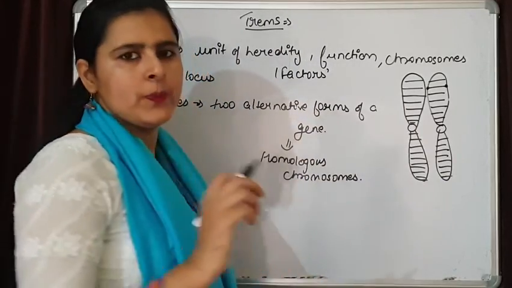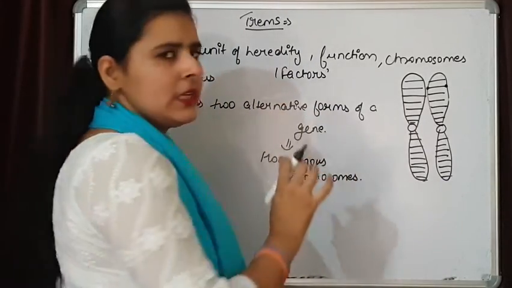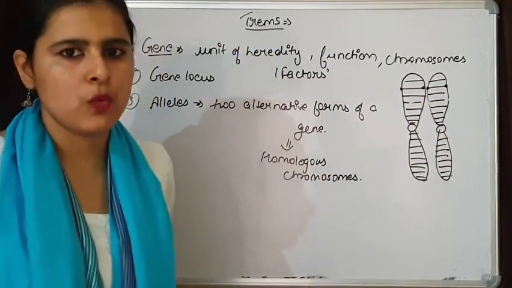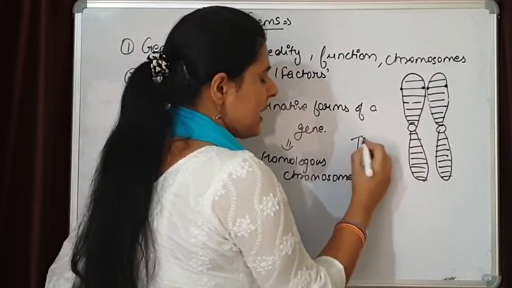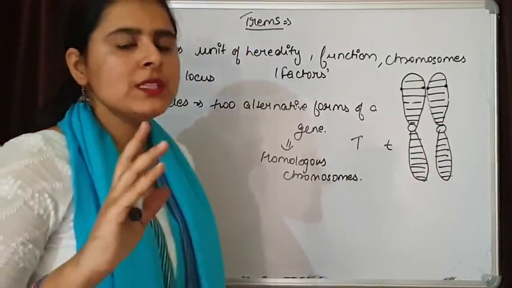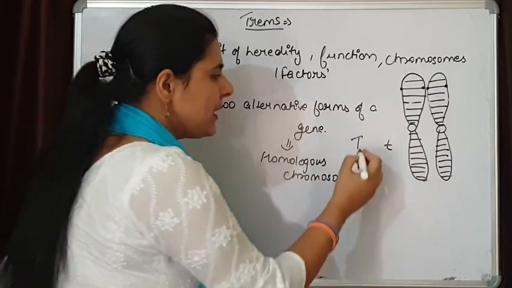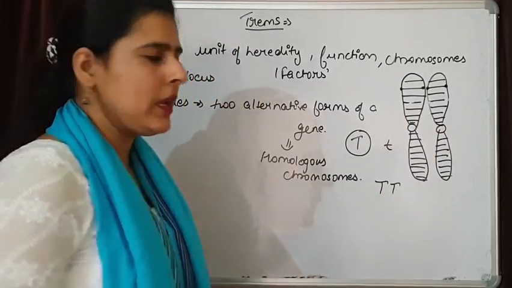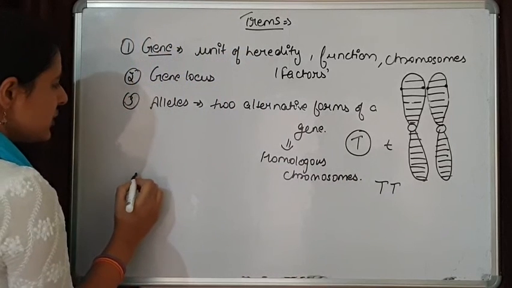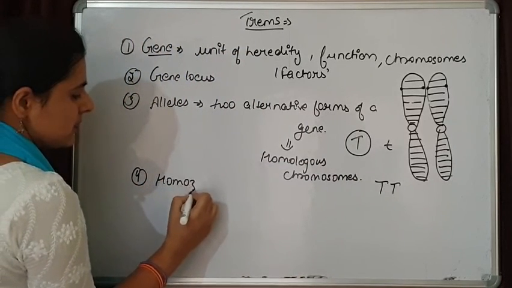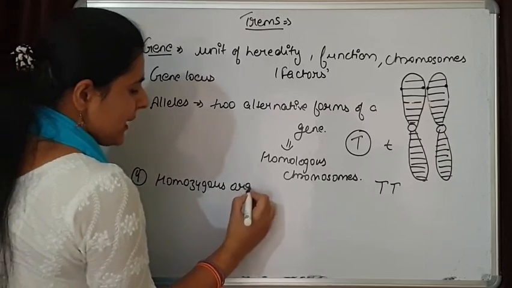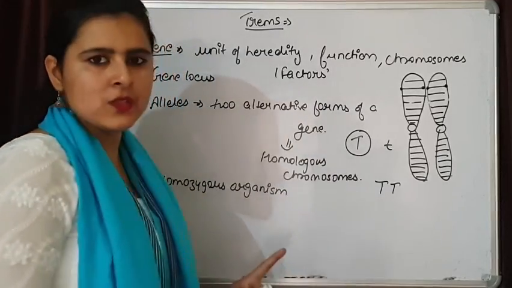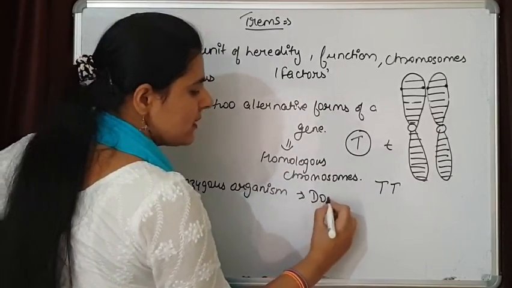If I am talking about one single gene, that means one of them is going to be present on this chromosome and another one on this chromosome. So we are calling them alleles, meaning capital T or small t. Now three situations are there. The situation can be that both homologous chromosomes carry capital T and capital T. We are explaining a few more terms, and this condition will be known as homozygous. This organism containing both the dominant alleles is a homozygous organism, and which type of homozygous?